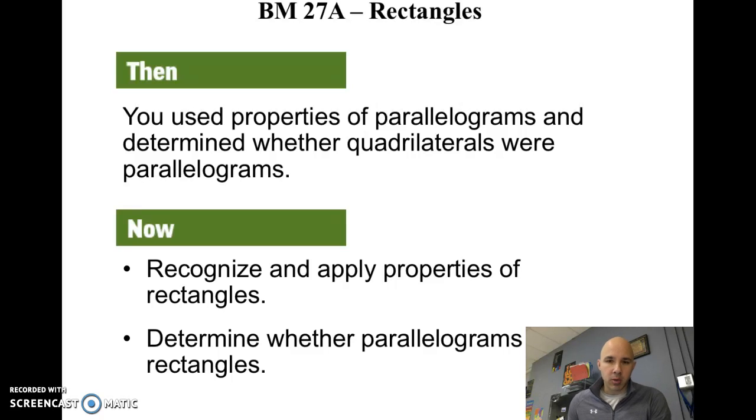In the last benchmark, we determined if the quadrilateral was a parallelogram. Today, we're going to apply and recognize properties of rectangles, and determine whether the parallelogram is a rectangle. So I want you to go back to your old notes and take a look at the four properties of parallelograms that make a quadrilateral.